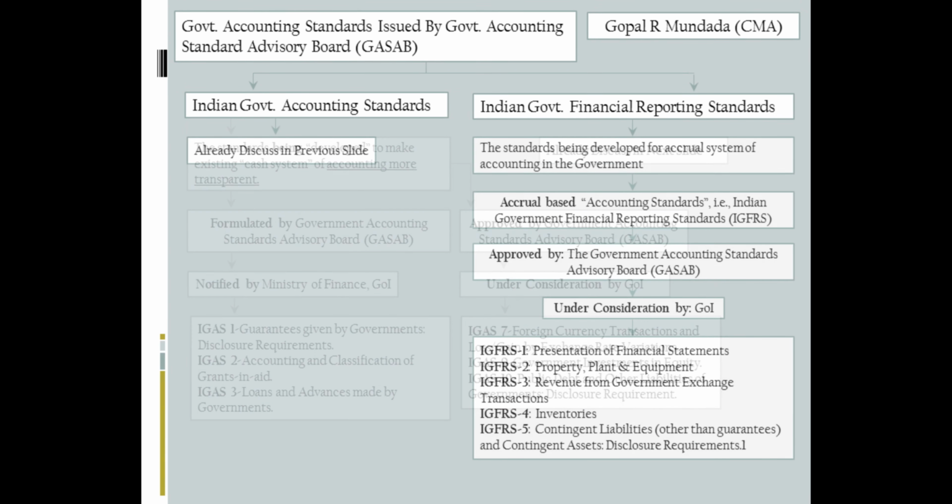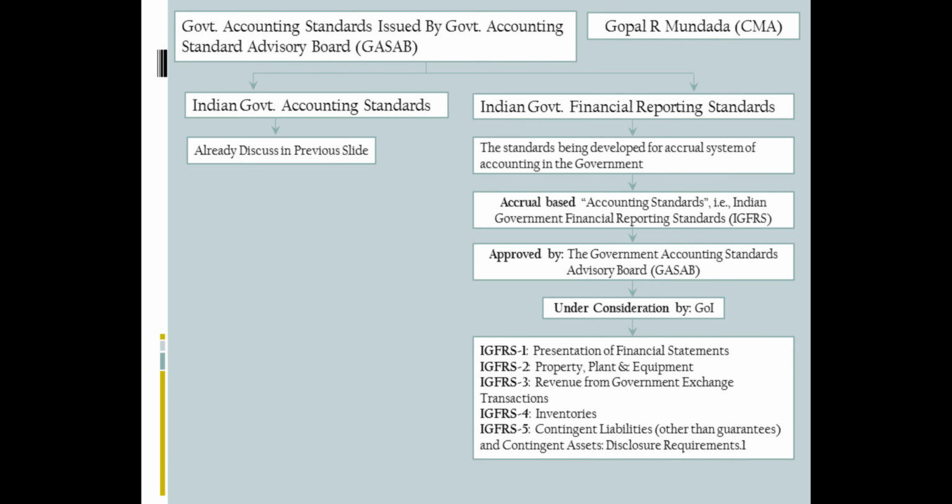So guys, next is Government Financial Reporting Standards, that is, an accrual based accounting standard, that is, Indian Government Financial Reporting Standards, and it is approved by the Government Accounting Standards Advisory Board but under consideration by the Government of India. So guys, there are 5 Indian Government Financial Reporting Standards, that we can read one by one here: presentation of financial statements, property, plant and equipment, revenue from government exchange transactions, inventory, and next is contingent liabilities.